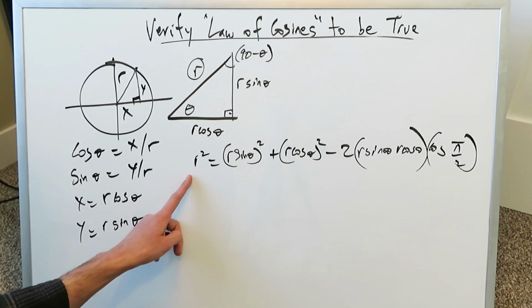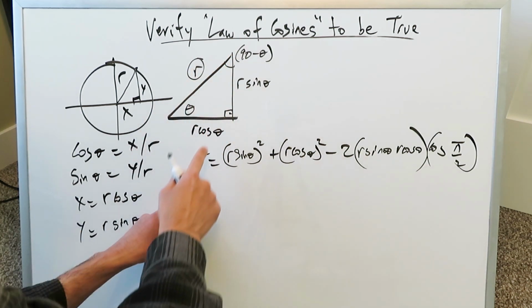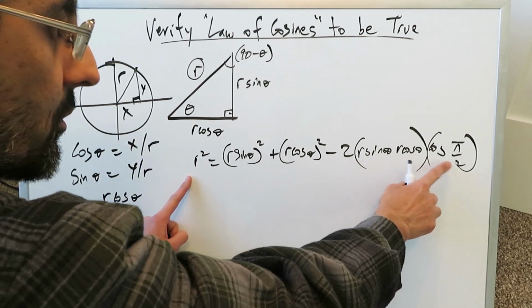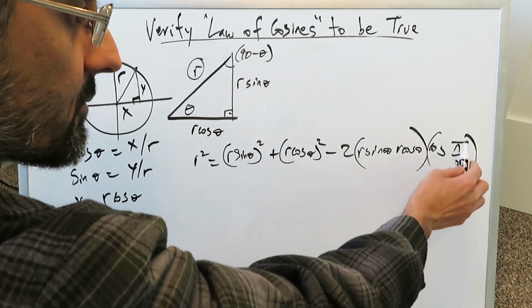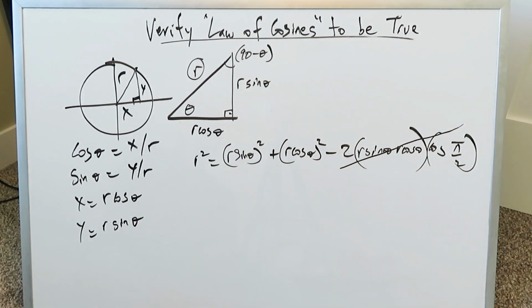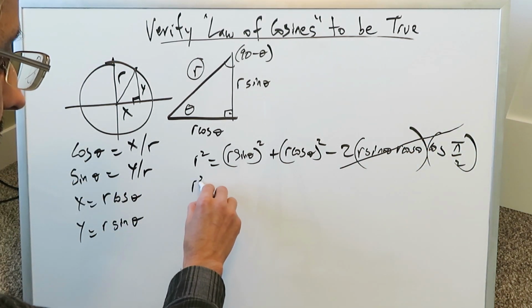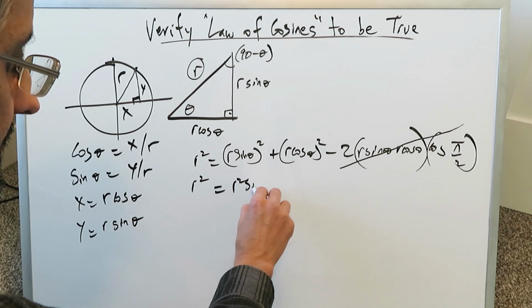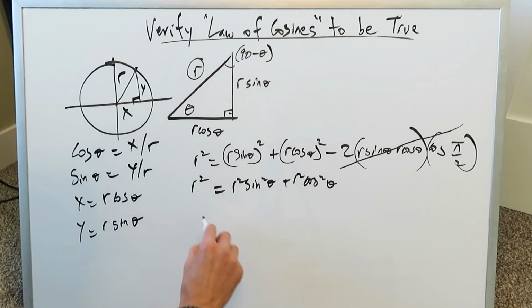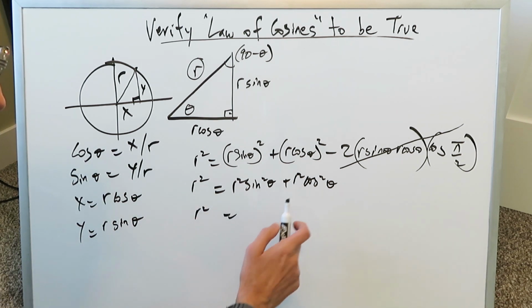Think about it. Imagine this right here is my C. C squared is equal to A squared plus B squared minus 2AB cosine C. Cosine 90 is wonderful in that it zeroes out, but when it zeroes out, it zeroes everything it's attached to. You end up here with only R squared sine squared theta and R squared cosine squared theta. From this expression, isolate the R squared.